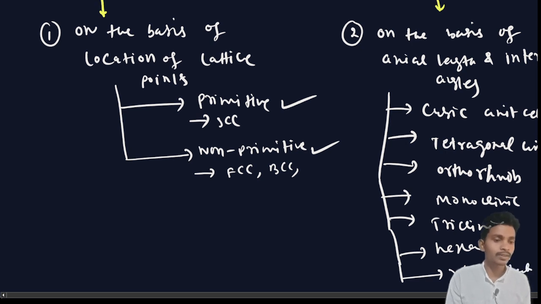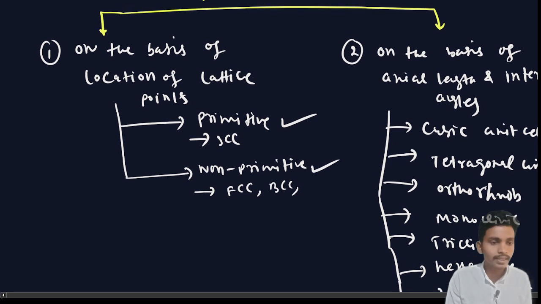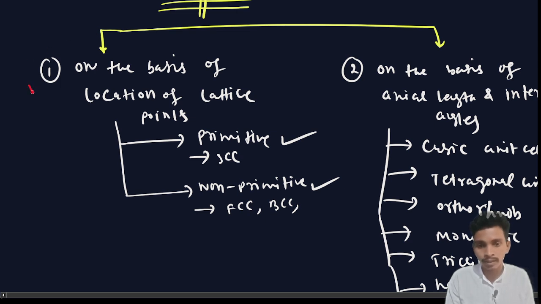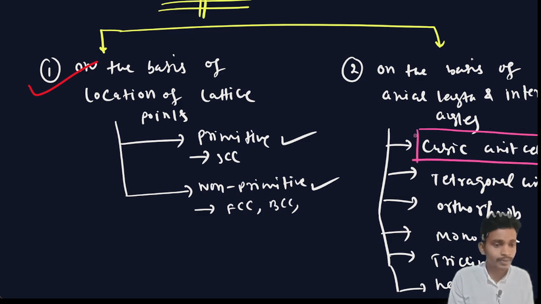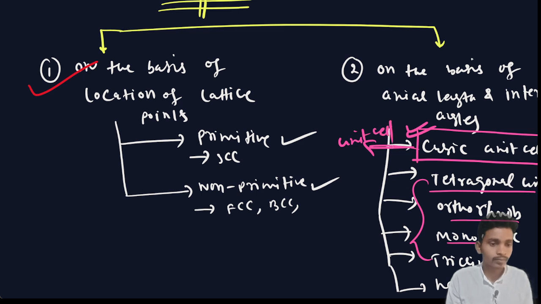So I discussed in the previous class that unit cells are classified on the basis of the locations of the lattice points and on the basis of axial length and interfacial angles. Throughout this solid state chapter, we will study only the cubic unit cell types. We will not study tetragonal, orthorhombic and the others. On the basis of locations of lattice points, we will study both primitive and non-primitive unit cells.